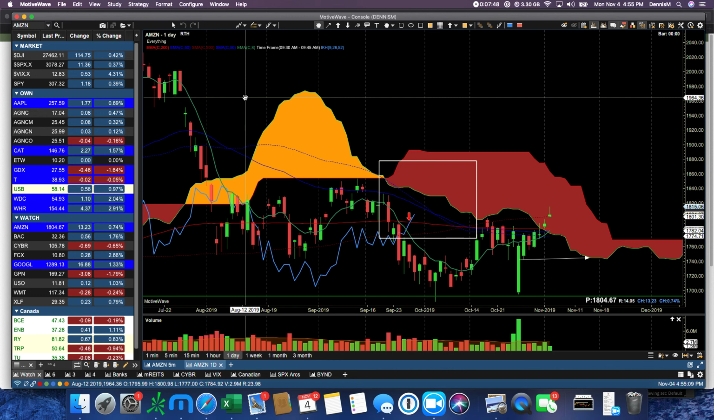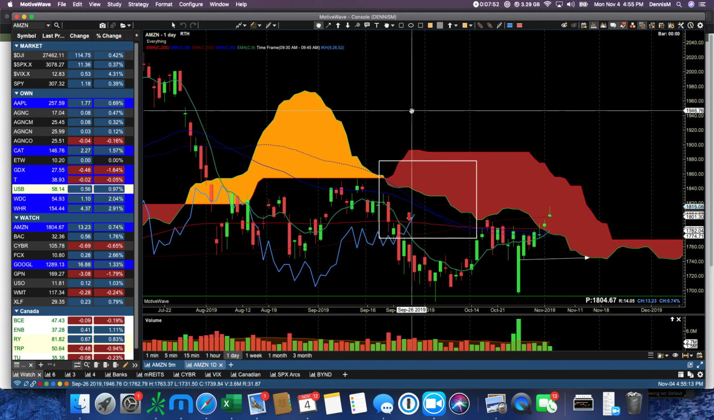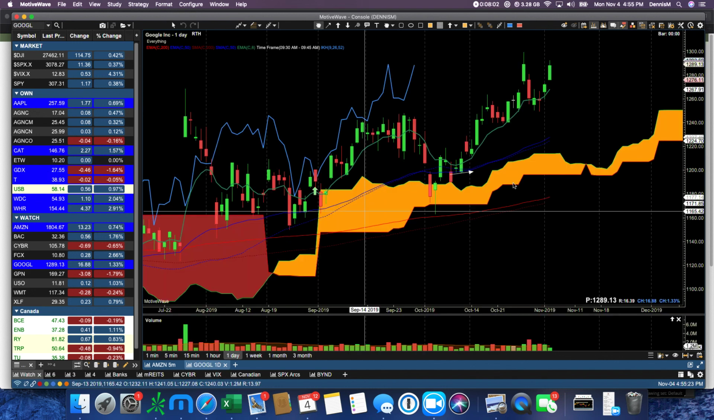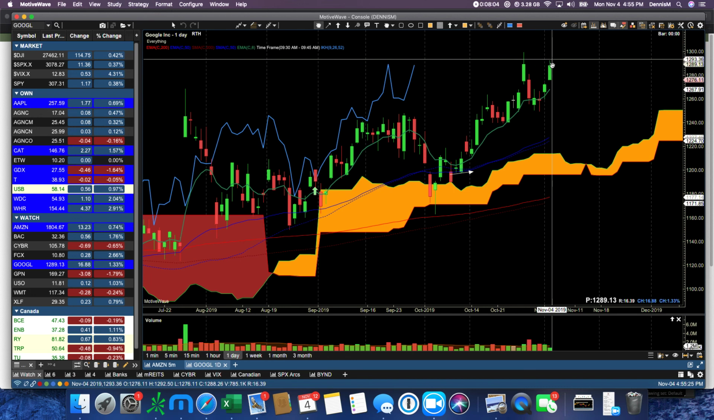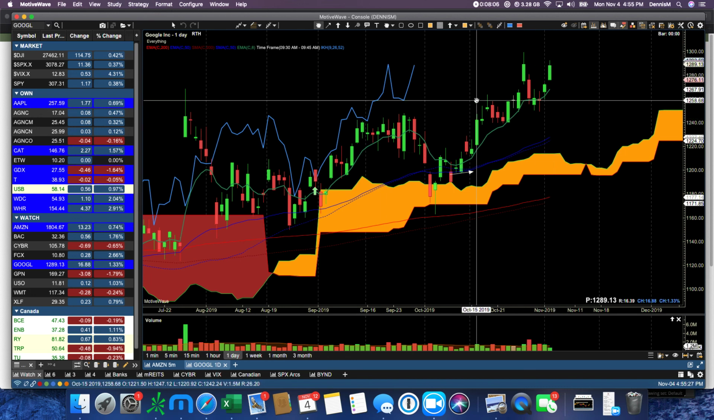Do you think Amazon will fall by 10%? If you don't, you can sell a Delta 20 put, which might bring you $4,000 in premium. Google, strong day off of its high, but still up, strong momentum.